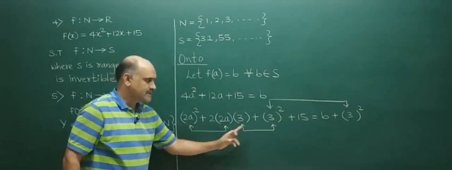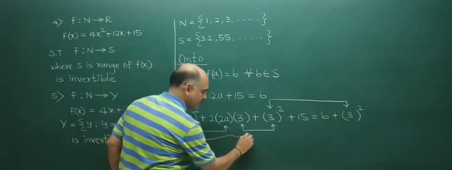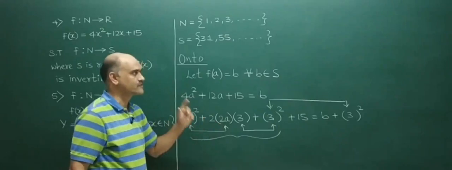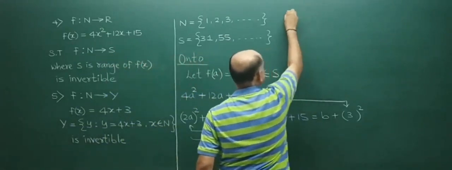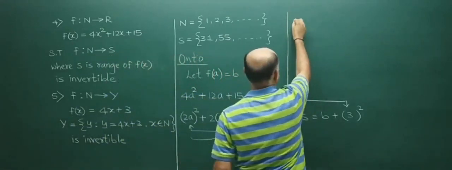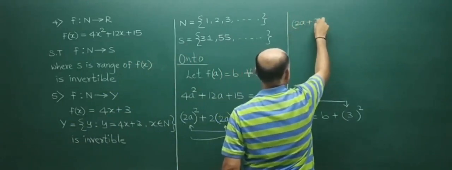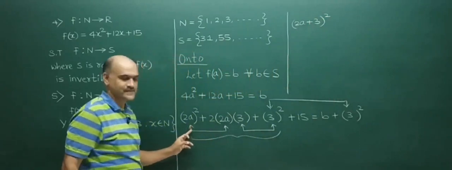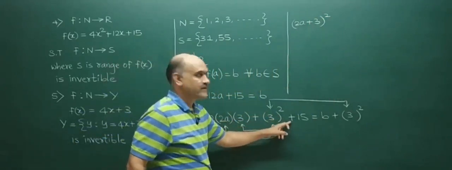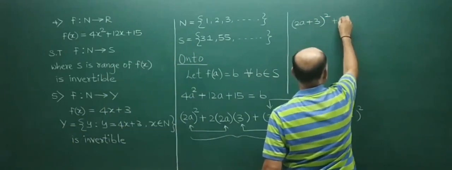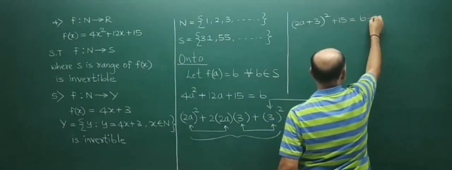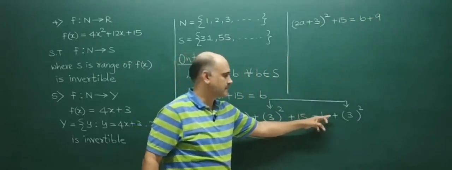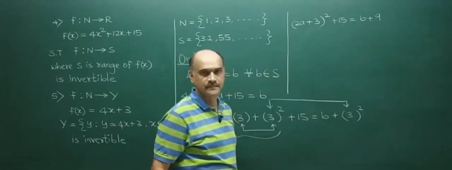Now if I take these first 3, it is in the form of a plus b whole square. So I can write it as 2a plus 3 bracket square plus 15 is equal to b plus 9. Plus 15 is equal to b plus 3 square, 9.